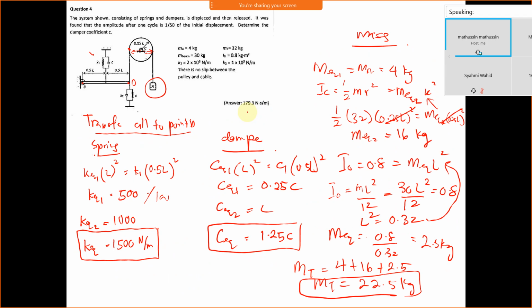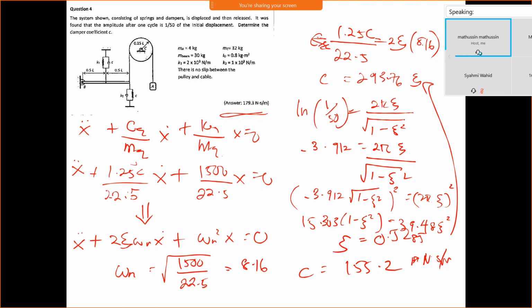Sebab saya rasa memang K1 adalah 500 kan, bukan 1000. Ke saya yang salah? K1 memang 500 kan? Sebab kalau K equivalent 1 sama 1000, baru akan dapat 179. Sebab saya rasa memang K equivalent 1 ni sama 500. K equivalent kita darab 0.5 L, K L square darab dengan L square. Jadi 0.5 square. Ya, betul lah. So sepatutnya jawapannya adalah 155.2.